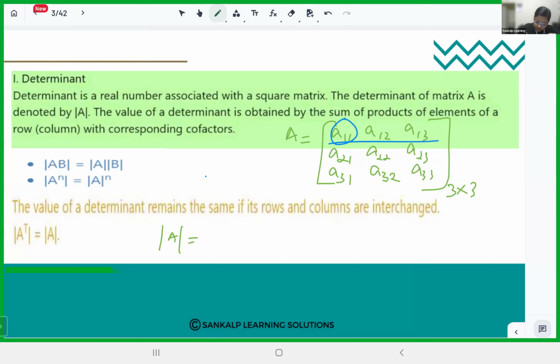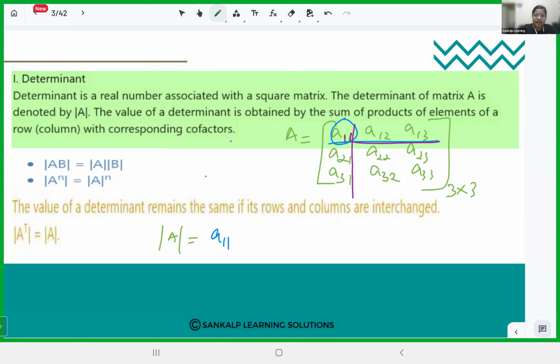Okay, so consider the first element. Now what you have to do is multiply it with the minor of that element, right? What is the minor of that element? You have to delete the row and column containing that element, which means this is the first row and first column, right? So the first row and first column are deleted.